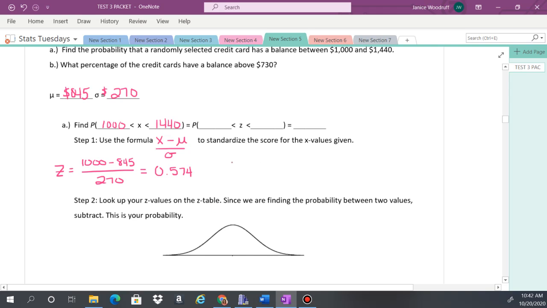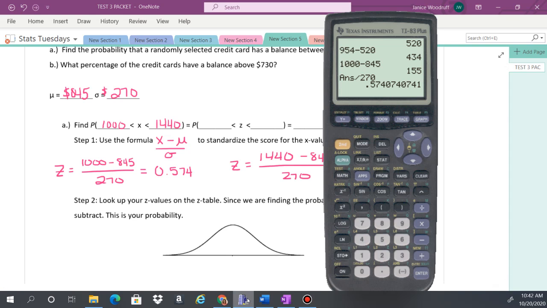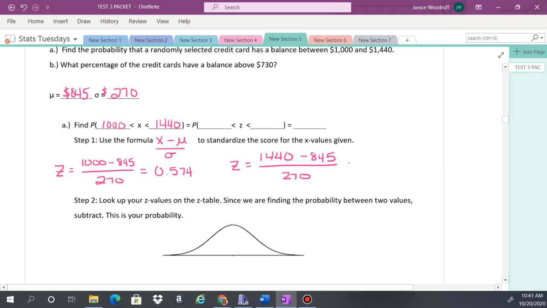Then we're going to do that again for the 1,440. We're just going to change the X to 1,440. So 1,440 minus 845, divided by the standard deviation 270, is going to give me 2.204. Okay, so now what I'm doing is finding the probability in between the two Z-scores, 0.574 and 2.204.